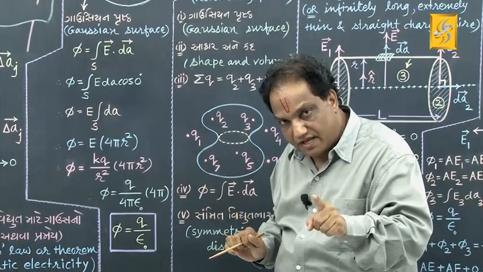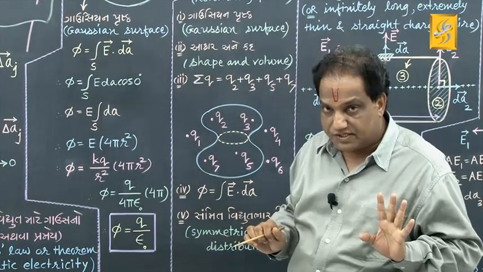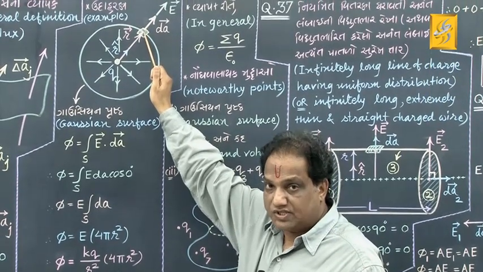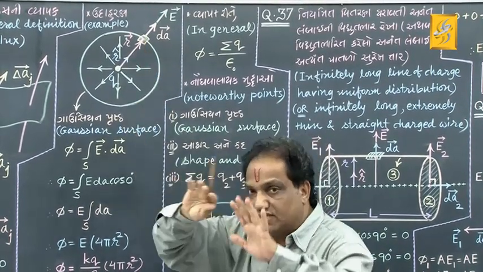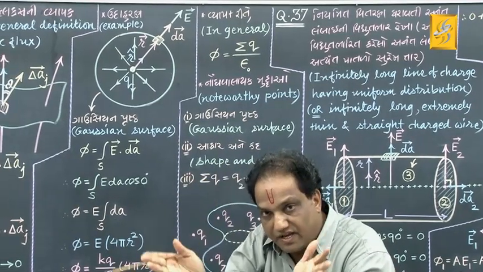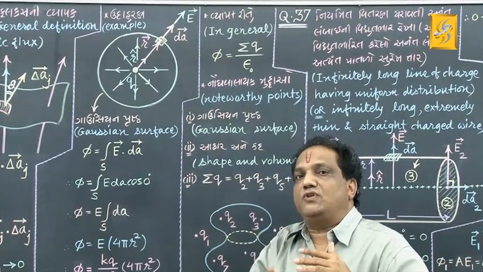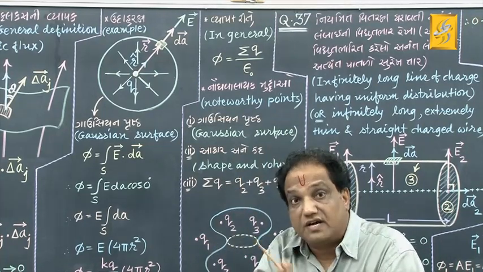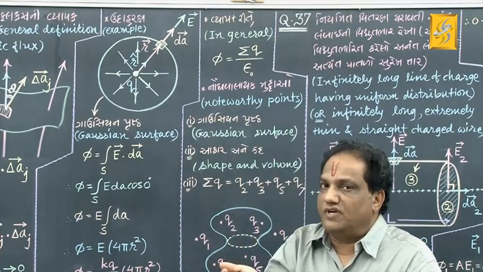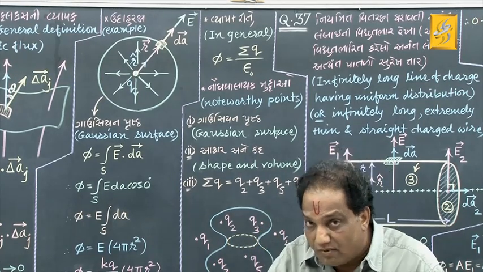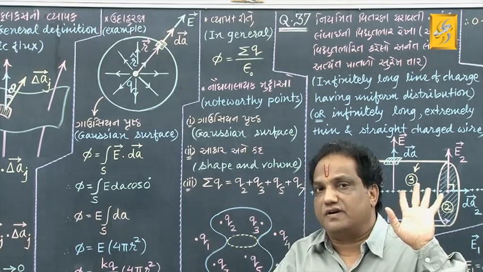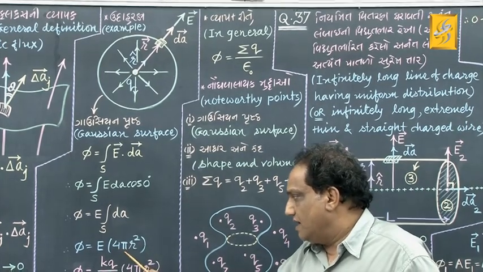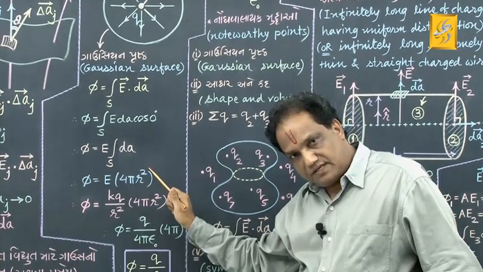Now this E as it is, but integration dA means what? Summation of areas of all the area elements. The way you have taken one area element here, you can select such area elements over the entire spherical surface. And when you add up their areas, you will get the total surface area of the entire sphere. And for a sphere, don't you know the surface area formula? 4 pi r square, 4 pi into radius square, correct?